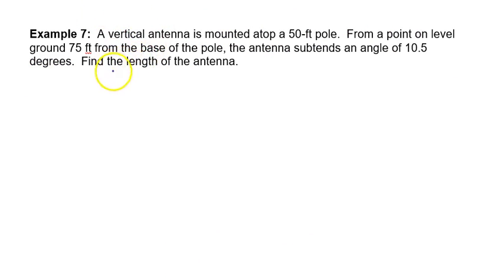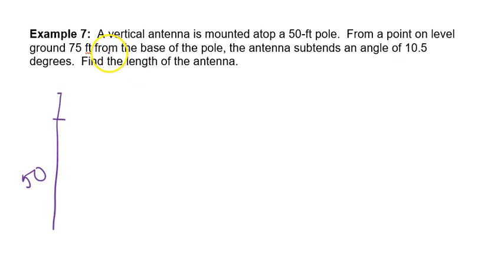Okay, our last example is example 7, and this one is also kind of a double triangle look, but it's not as complicated as 6 was. We have a vertical antenna mounted on top of a 50-foot pole. So I'm going to say, here's our 50-foot pole, and I'm going to say from here up is our antenna.